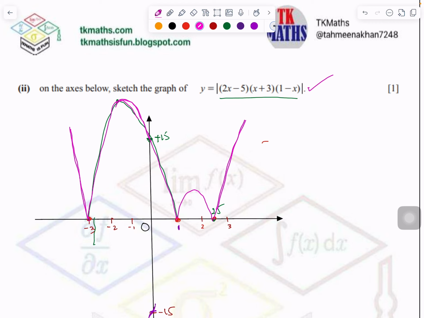So I hope you understood how you have to answer a non-calculator question on equation, inequality and graph.